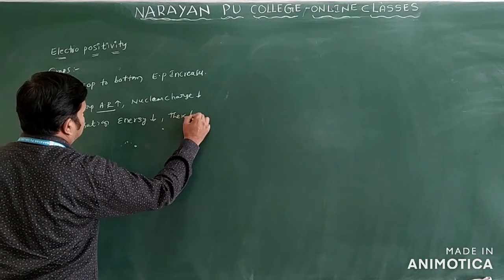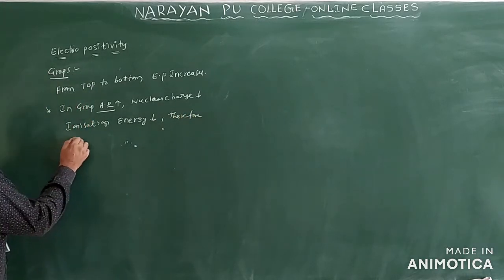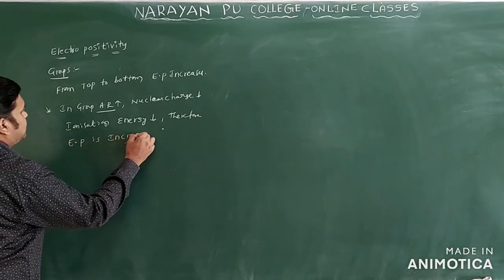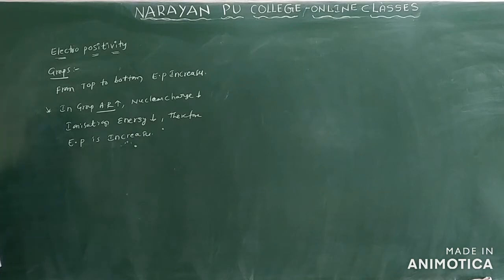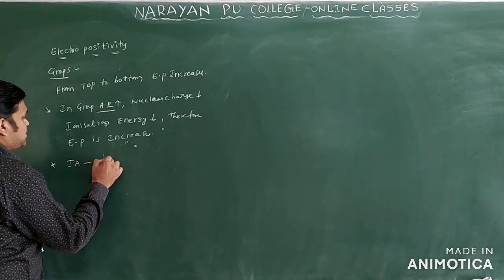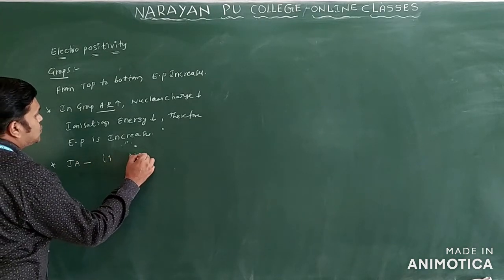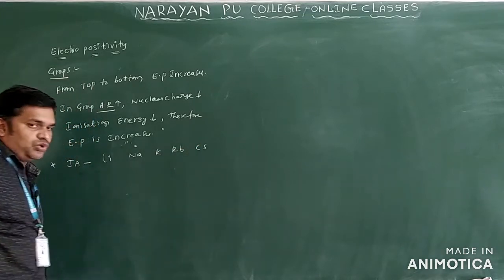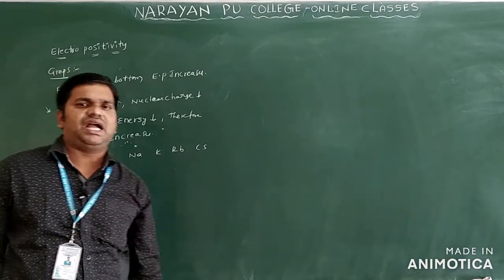Therefore, electropositivity increases on... If you take the first A group elements, and leave out hydrogen, you can say lithium, sodium, potassium, rubidium and cesium only. You can leave out francium, it is a radioactive element only.